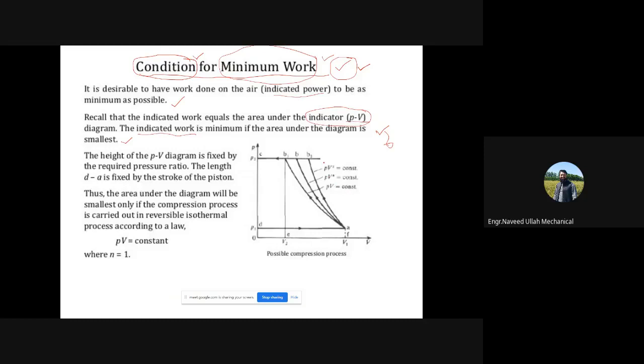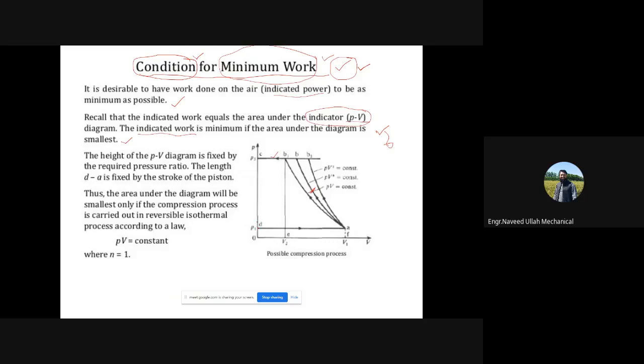So let us see how we can minimize this work consumption. You can see here there are three things. You know very well that this is the constant pressure induction process. The middle one is the polytropic compression process, A to B. And B to C is the constant pressure delivery process. Now, there are several ways to decrease this area under the curve.